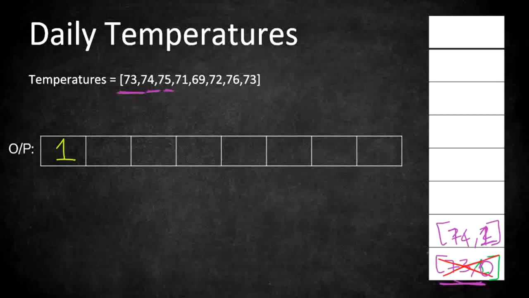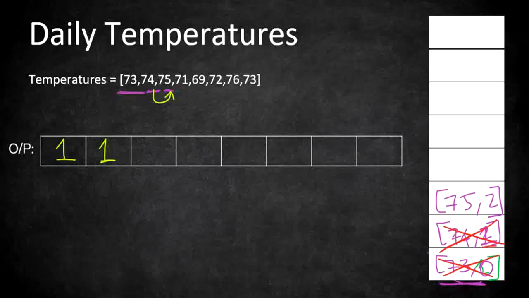Which means we found another warmer day than the value at the top of the stack. The value at the top of the stack is at index 1, so we need to update index 1 in our output. Our output is going to have 1 again because the next warmer value is the immediate next value to the current value. So we are going to pop this value from our stack, and we are going to enter the next value to our stack, which is higher. So 75, 2 enters our stack.